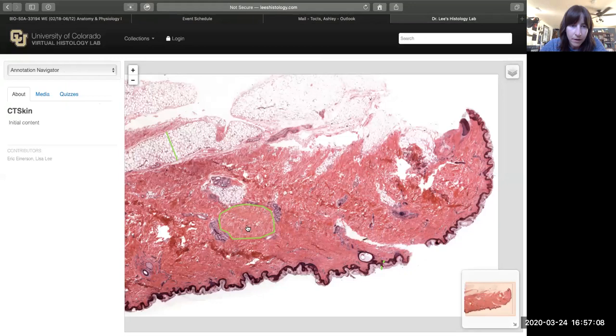Okay, so we've got the apical side of our epithelial tissue, right? Because we're looking at skin here. So this is the stratified squamous epithelium of the skin, of the integument here, right? As you go deeper, you've got connective tissue, right?